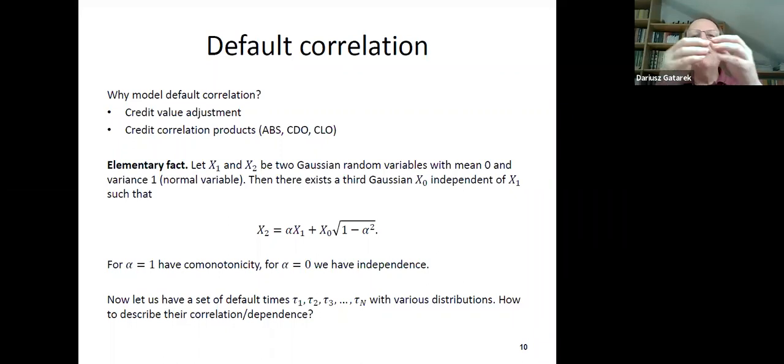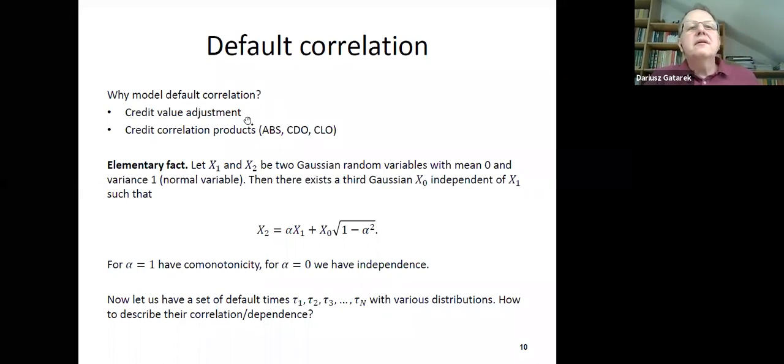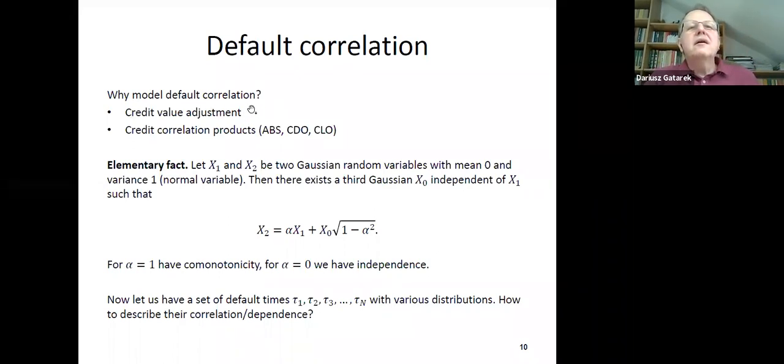What is the probability that defaults of two companies happen close to each other? So that is important from practical point of view, component of default modeling. So one is credit value adjustment.